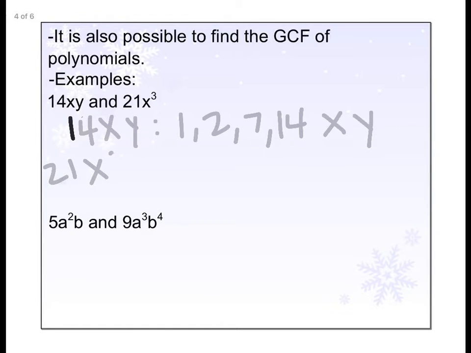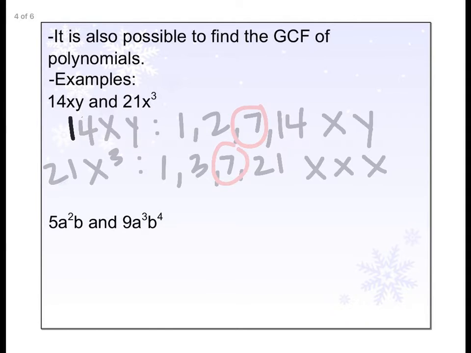For 21x cubed, my numbers that work for 21 are 1, 3, 7, and 21. And then I want to expand out the x cubed. So x cubed means I have 3 x's multiplying, and I'll show you why that's helpful in a second. So let's look for the biggest number first. That will be our 7. And then I want to look at how many variables they share. So it has to be something they both have. So in this case, I can take 1x, just 1, because the 14xy only has 1 to give from each of them. So my GCF would be 7x.